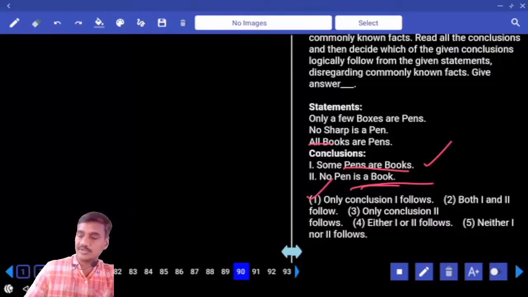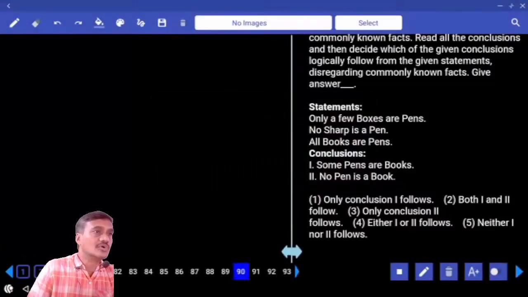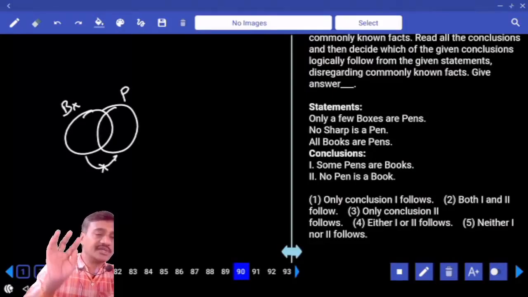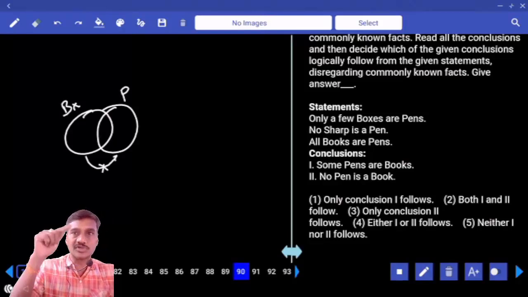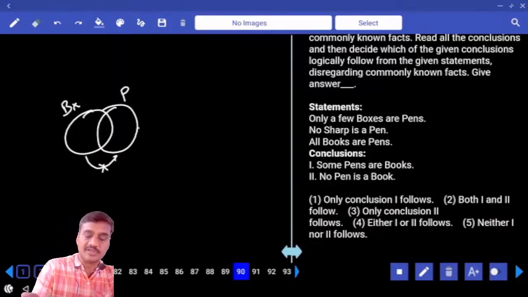ద నెక్స్ట్ వన్ కమింగ్ టు క్వశ్చన్ నెంబర్ 19. ఓన్లీ ఎ ఫ్యూ బాక్సెస్ ఆర్ పెన్స్ అంటే మీనింగ్ ఏంటి చెప్పండి? కొన్ని బాక్సెస్ మాత్రమే పెన్స్, అన్నీ కాదు. బాక్సెస్ అన్నీ పెన్స్ అయితే కాదు, కొన్ని అయితే అవుతాయి. అందుకే యారో రాసుకొని క్రాస్ పెట్టుకోండి. దిస్ ఎంటైర్ బాక్స్ కెనాట్ బి ఎ పార్ట్. నో షార్ప్ ఈజ్ ఎ పెన్. పెన్కి షార్ప్కి మధ్య ఇంటర్సెక్షన్ ఉంది.